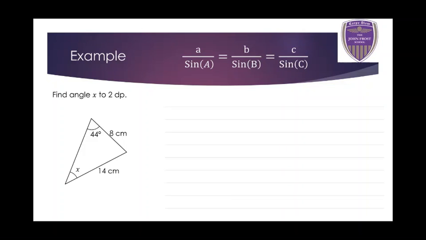Okay, let's have a look at a few examples. But before we do this, when we're solving for missing lengths, we use this formula up here, okay? So this is for lengths. Now, to make this lesson slightly easier for us, to find missing angles, we're going to make a very, very small adjustment to this equation.